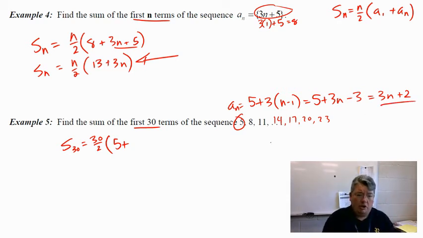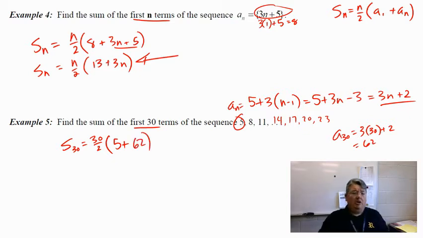If I find the equation for that sequence, I can find the 30th term. The 30th term is just 3 times 30 plus 2, which is 62. Now I have this. So I don't have to be given everything to find the sum. I can use the sequence itself to find the last term and go there.